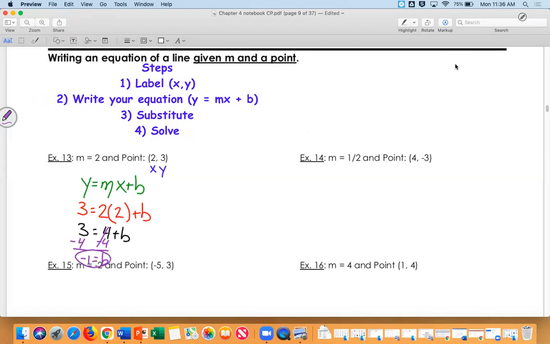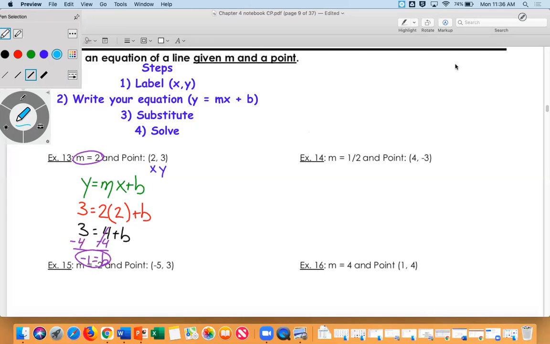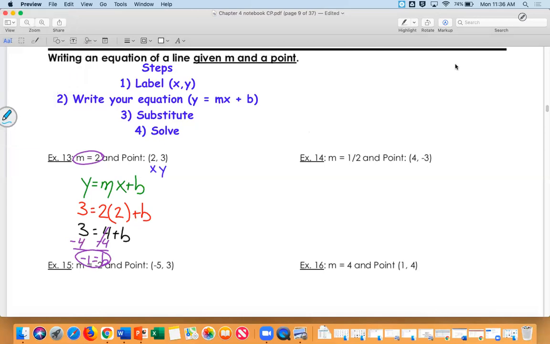I have b. I have m. What's the equation of my line? When you have m and b, what is it? Remember we plugged it in? You guys don't remember this?